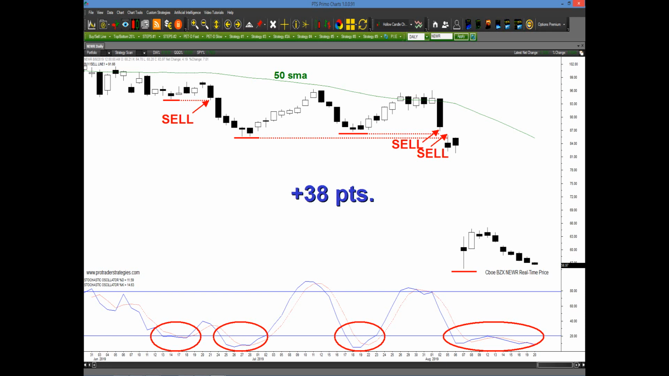Do you know how discouraged you would have felt after that, and how frustrated? Whereas if you traded this technique, you would have had nothing but winners.